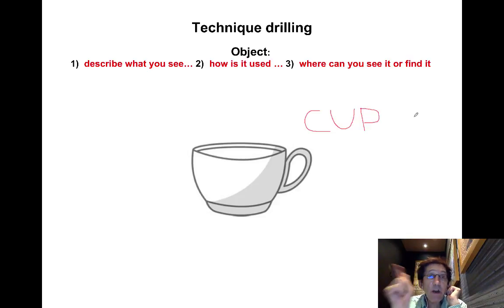Where can you see it outside? Most of the time in the house, we mostly see it in the kitchen. Perfect. Outside the workplace, we can see it on the table.